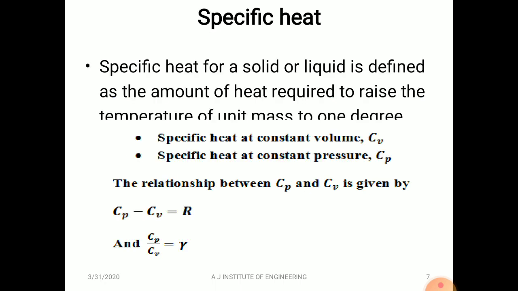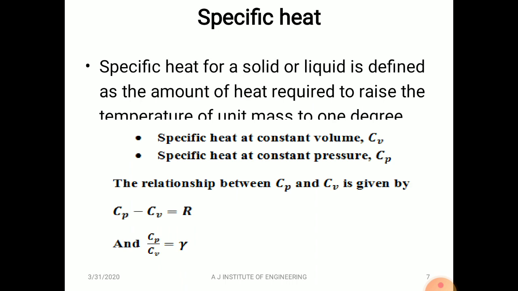Now, let us define specific heat. Specific heat for a solid or liquid is defined as amount of heat required to raise temperature of unit mass of substance by 1 degree or 1 Kelvin. So, unit of specific heat is joule per kg Kelvin. From the unit itself, we can define the specific heat. That is, joule is unit of heat, kg is unit of mass, and Kelvin is unit of temperature. So, specific heat is defined as amount of heat required to raise temperature of 1 kg of substance by 1 degree centigrade. Now we have 2 types of specific heat. First one is specific heat at constant volume, that is Cv, and second one is specific heat at constant pressure, that is Cp.